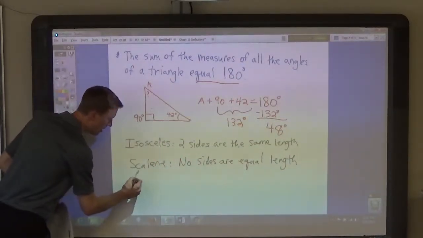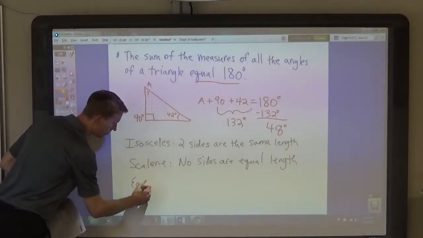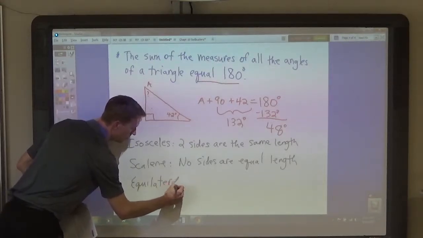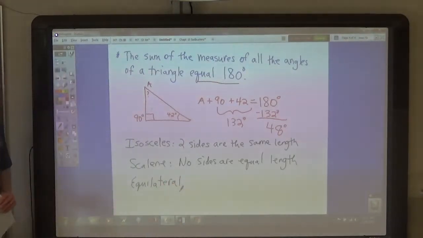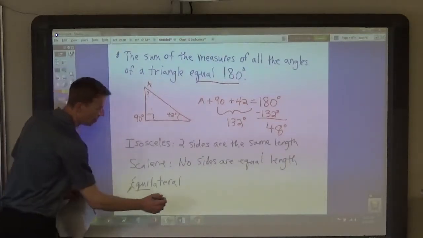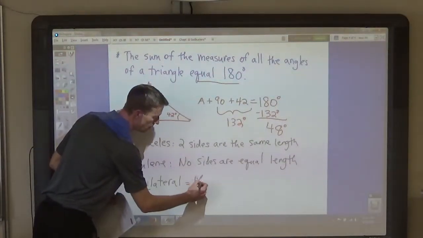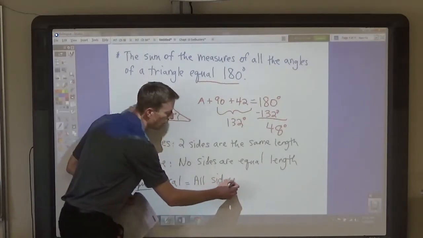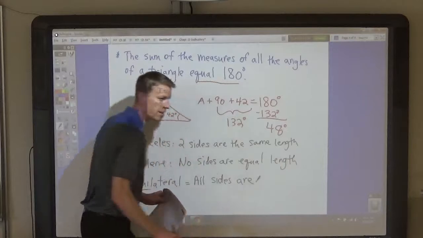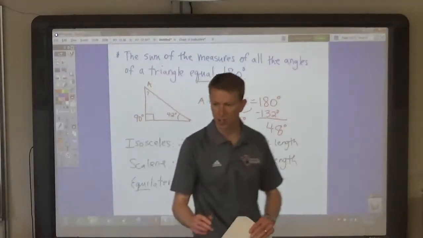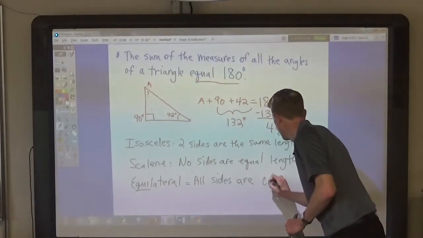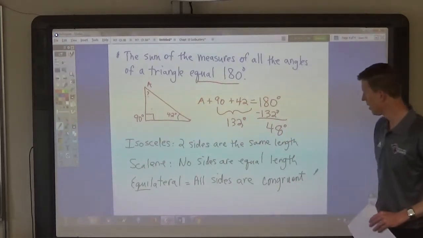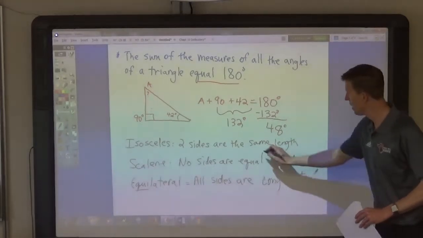The last one is equilateral. All sides are the same. What's the word that means the same? Equal. Congruent, thank you, Kate. Congruent, okay? So that means the same length.